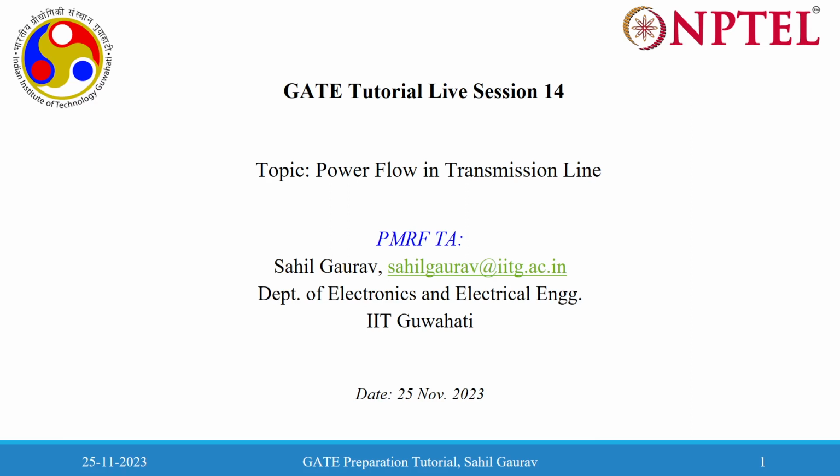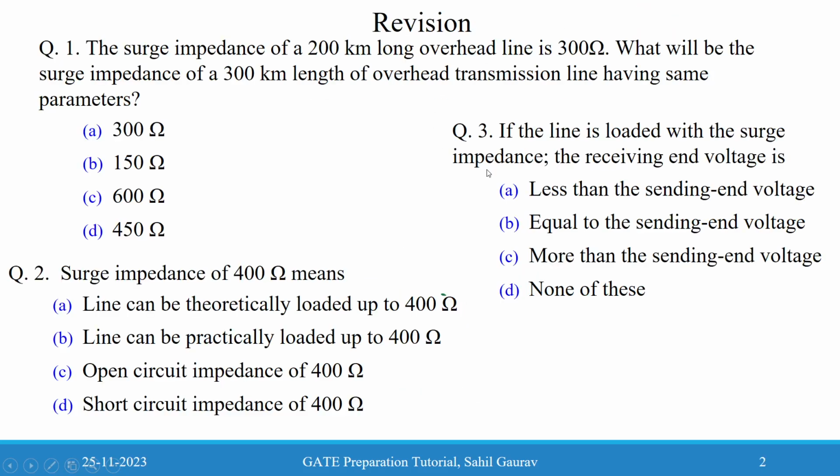So basically, characteristic impedance is defined as the square root of the ratio of series impedance to the shunt admittance. And if we define the characteristic impedance for a lossless transmission line, it is called surge impedance. So now let us have a quick recap of the surge impedance and surge impedance loading.